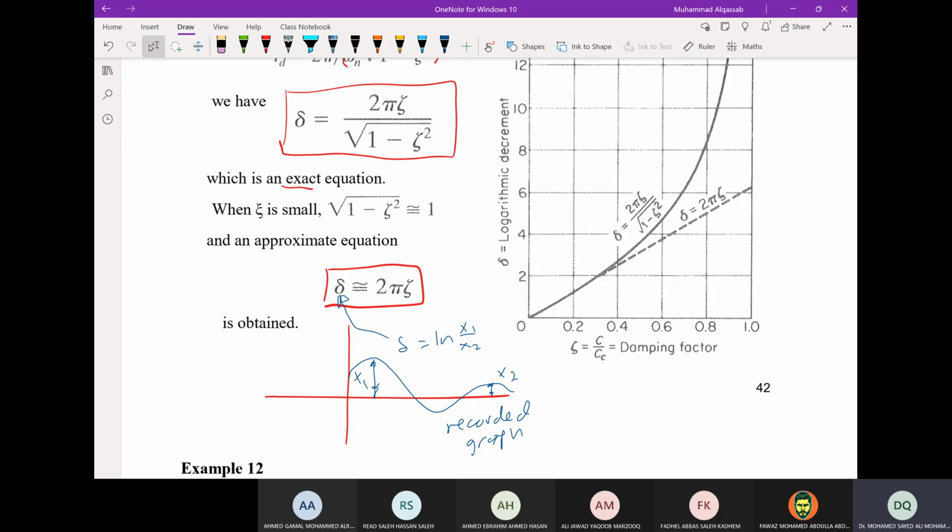If zeta equal to 0, then delta will be 0 as well. This is zeta squared. So if zeta is small, then zeta squared becomes even smaller, so you can neglect the higher order of zeta. And the square root of 1 is 1. But zeta you should keep, because that is the order of approximation. It's zeta, not zeta squared.